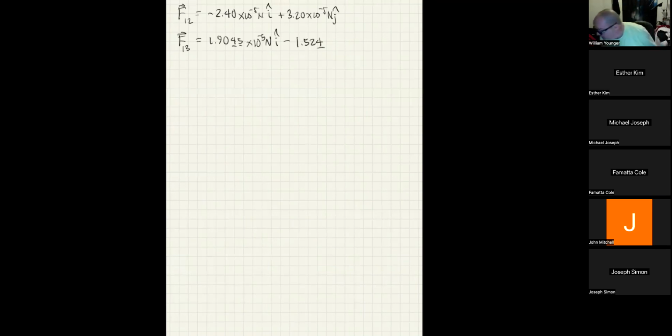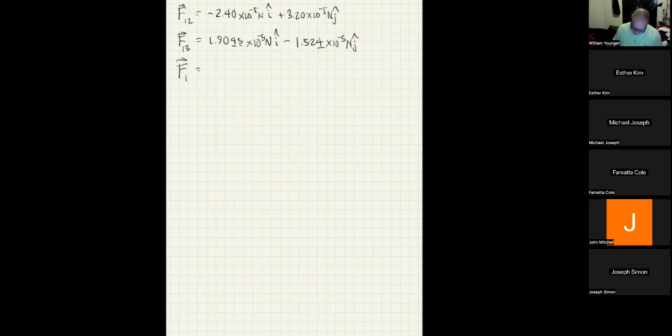Extra digit there, times 10 to the negative fifth newtons in the j hat direction. So now by writing it this way, we already have it in the correct coordinate format, so we can just add them like terms. I hat just acts like an x and j hat just acts like a y. You can add x terms, but you can't add x terms to y terms. So F1 is just the sum of these two.